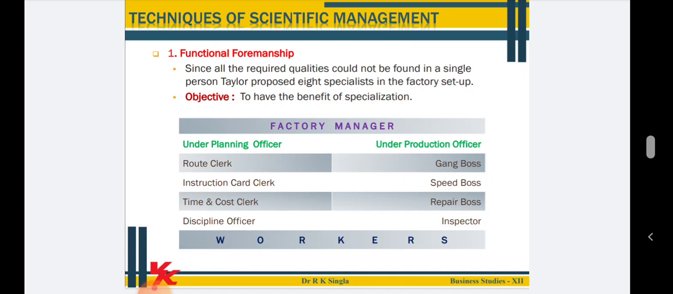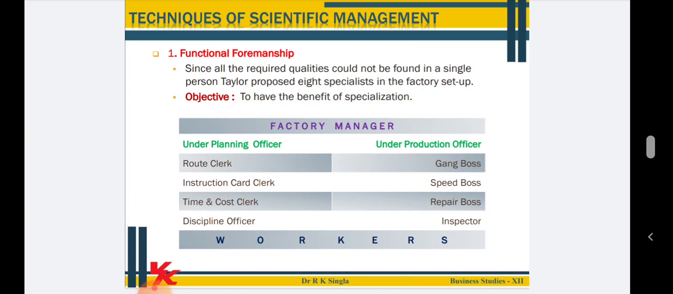Route clerk will define the route, or the sequence, of how the task will be performed. Instruction card clerk will give instructions to the workers on how they have to perform the work. Time and cost clerk will maintain the time and cost sheet, recording at what time the worker has started the work and at what time he has completed the work, and they will calculate the cost in that specified period of time. Discipline officer will look after the discipline of the workers.